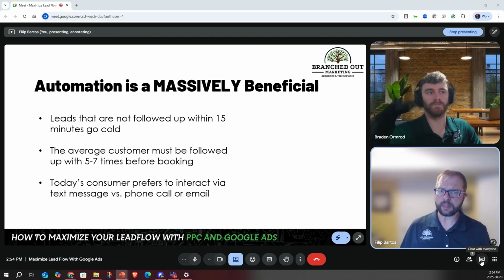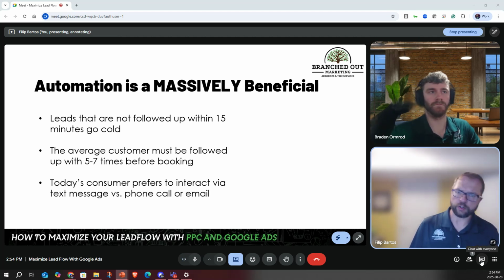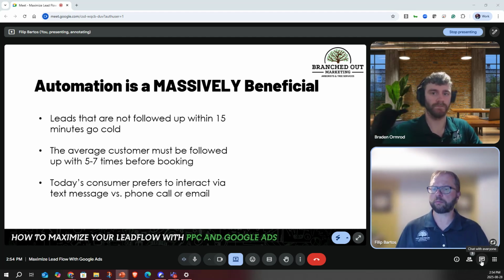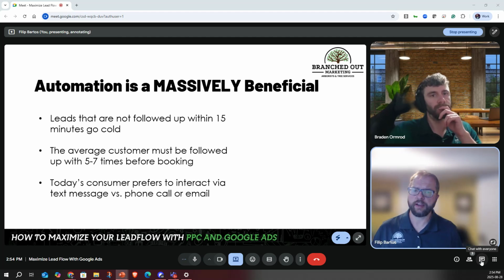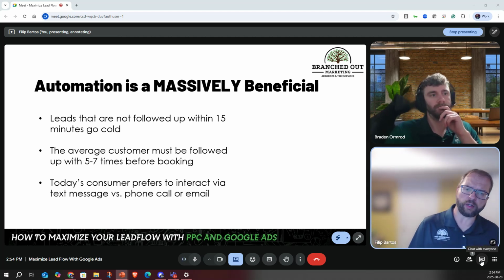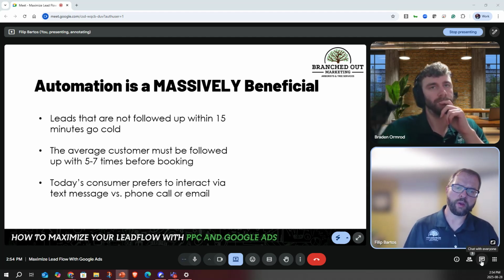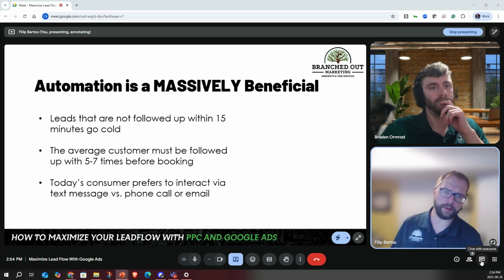And finally, what automation allows you to do is to communicate with those prospects in the way that they want to be communicated with. If it's a younger demographic, they may want to just text message back and forth. You can do that through automation. If it's an older demographic, it might be a phone call. You can do that. Or conversely, they just may want to communicate on their schedule via emails. Again, with automation, you can do that.